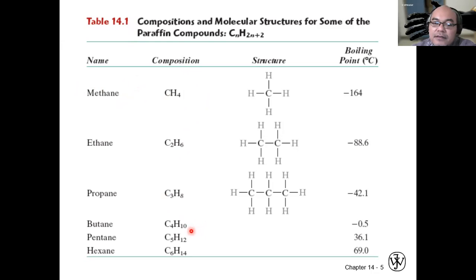When the molecular structure grows bigger, like in pentane and hexane, then as can be expected, the boiling point will also increase. So pentane has 36.1 degrees Celsius, hexane 69 degrees Celsius. Therefore, you will see these two molecules as liquid state at room temperature.